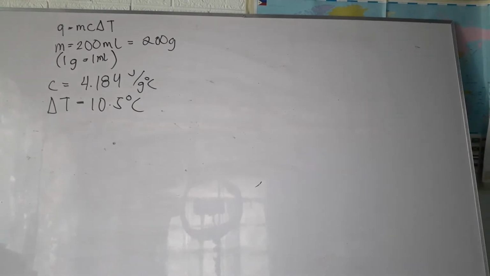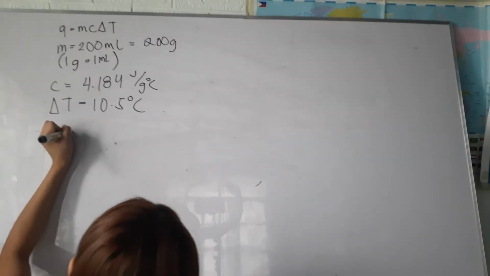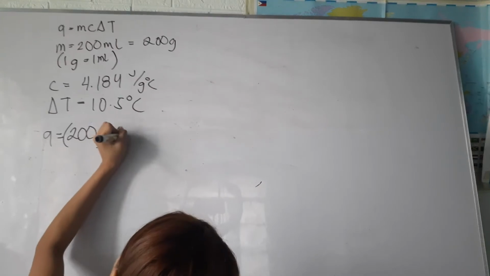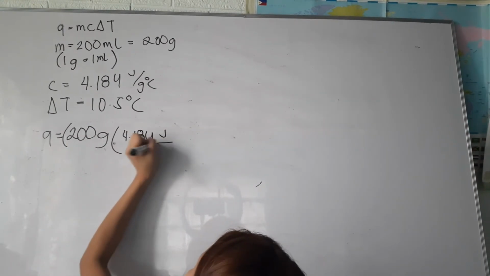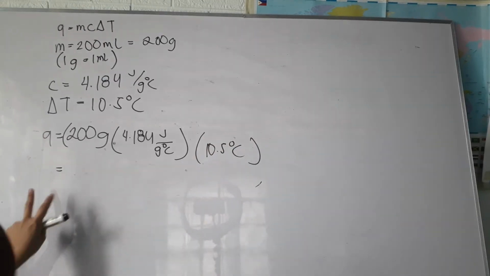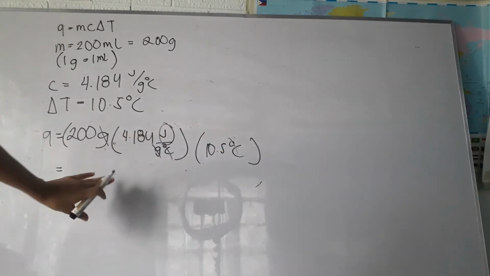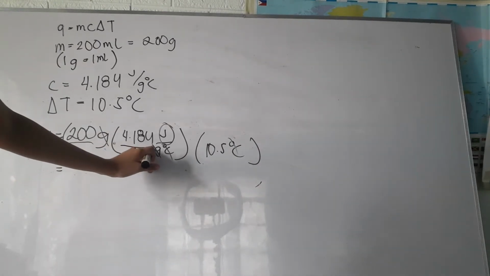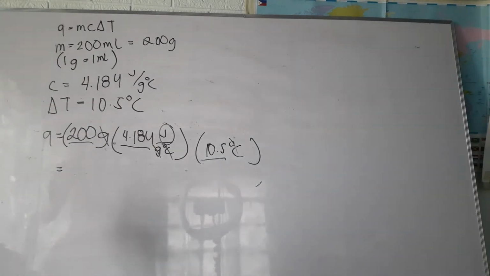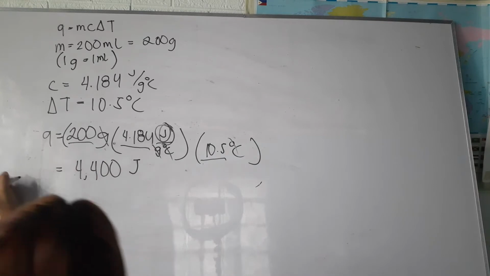So, first, ang hinahanap dun is what was the enthalpy change for the chemical reaction. So, i-compute natin muna yun. First, let's compute the heat para makuha natin yung enthalpy change, syempre. Ayan. So, magka-cancel out lang tayo dito. So, maiiwan yung joules. Now, let's multiply. So, 200 times 4.184 times 10.5 is equal to 4,400 joules. Ayan. So, ito yung heat ng reaction.